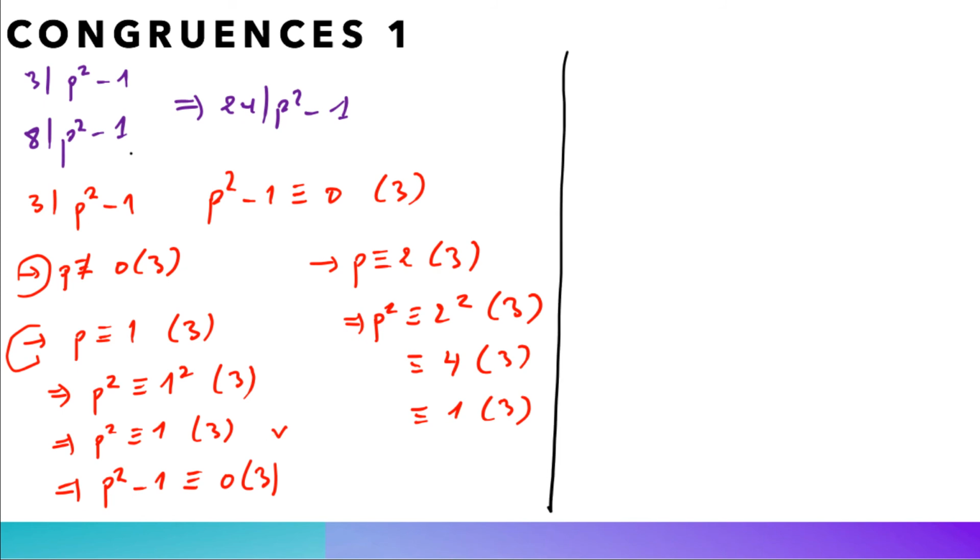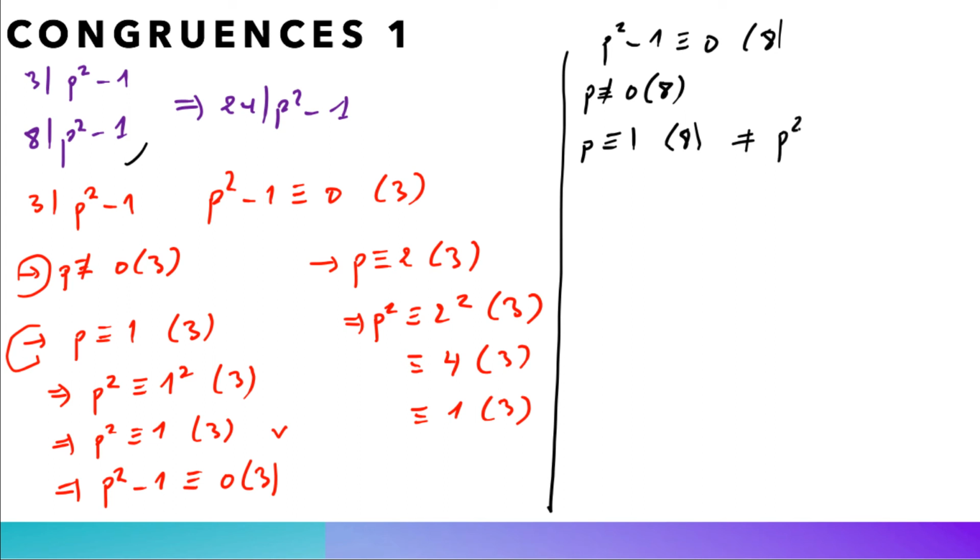Let us now prove the second claim, which is that 8 divides p squared minus 1, and this is equivalent to p squared minus 1 is congruent to 0 modulo 8, which is the same thing as p squared minus 1 points to 0 on an 8 hours clock. It is obvious that p cannot be congruent to 0 modulo 8, because otherwise it wouldn't be prime. Now p can be congruent to 1 modulo 8, in which case p squared is also congruent to 1 squared modulo 8, which is 1 modulo 8 too, and this implies that p squared minus 1 is congruent to 0 modulo 8, which is the desired result.